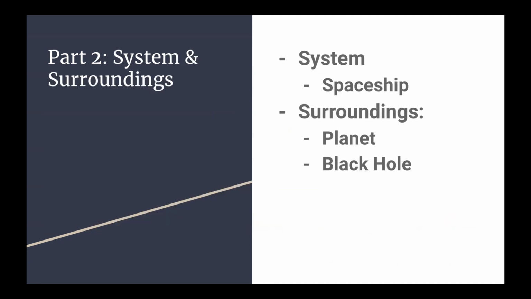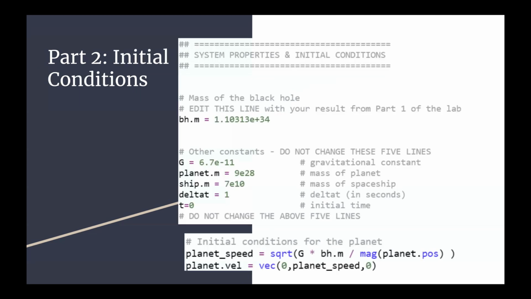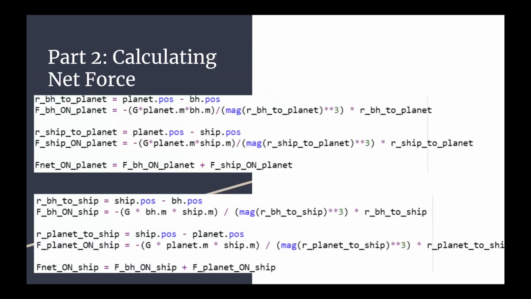All right, in part two, we're going to assign our system as the spaceship and our surroundings, which is the planet and black hole. Our initial conditions in part two are largely the same. We've got our gravitational constant, big G, the mass of our planet, 9 times 10 to the 28th, the mass of the ship, 7 times 10 to the 10th, and our delta t, 1 second. We're using the exact same mass of the black hole that we calculated in the last part. And our initial conditions for the planet are given in the source code.